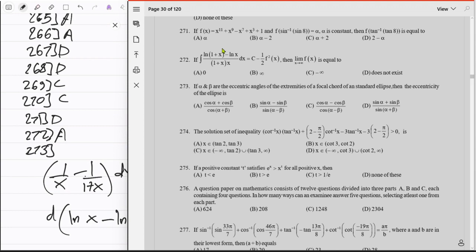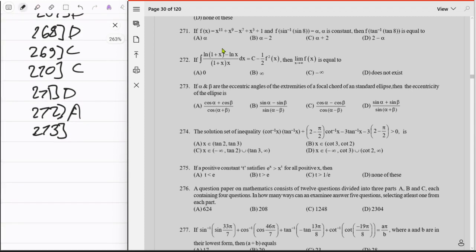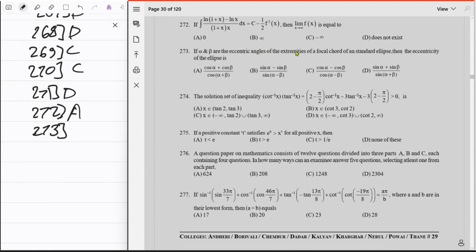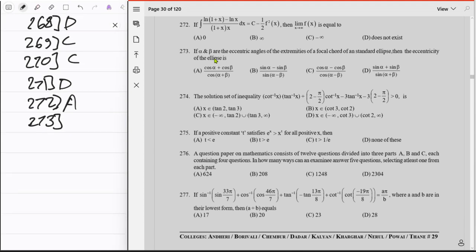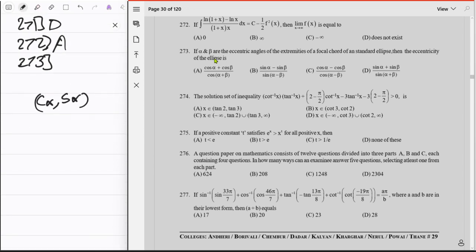273. I guess yeah. Okay, next. If alpha, beta are the eccentric angles of the extremities of a focal chord of a standard ellipse, and the eccentricity of the ellipse is e. Okay. So पहले तो उसको squarify, वो सब हो जाएगा. We are just saying cosine alpha, comma sin alpha, और क्या रहेगा cosine beta, comma sin beta, and और क्या था रे? Just e comma 0, right?